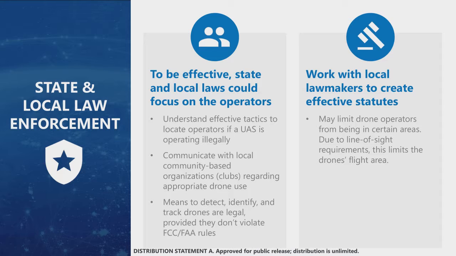Another thing that it can do is to work with local lawmakers and district attorneys to limit the access of drone operators. So you can restrict the operator. One thing you can do is limit, say, nobody can operate a drone from these county parks, and there's a line of sight requirement, an FAA requirement for drone operators to have visual line of sight to their drone, which limits the drone's flight area. So there's obviously all kinds of problems with that as well.